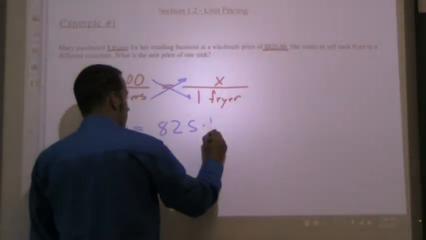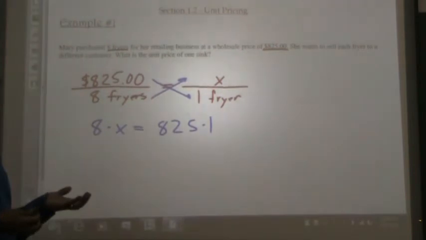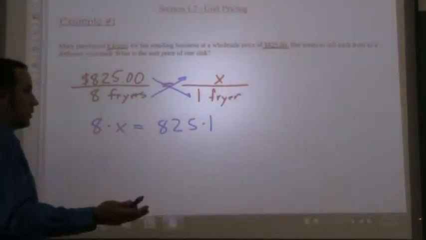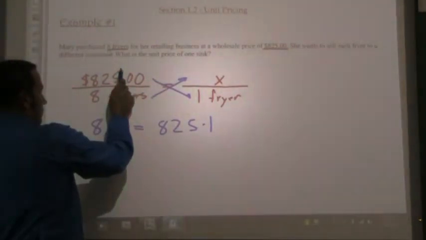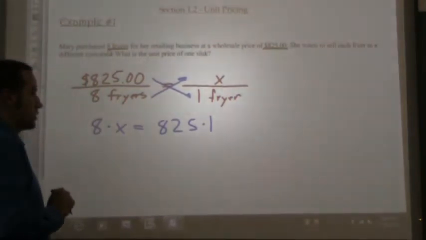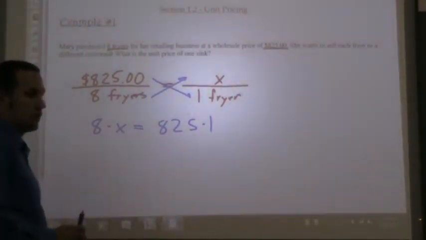Again, the same as before. You know what 825 times 1 is. You don't have to show this. I'm showing it to clarify that I'm doing the numerator here times the denominator here, so it's clear what I'm doing in each step. But when you're going through the math, you don't have to show 825 times 1.